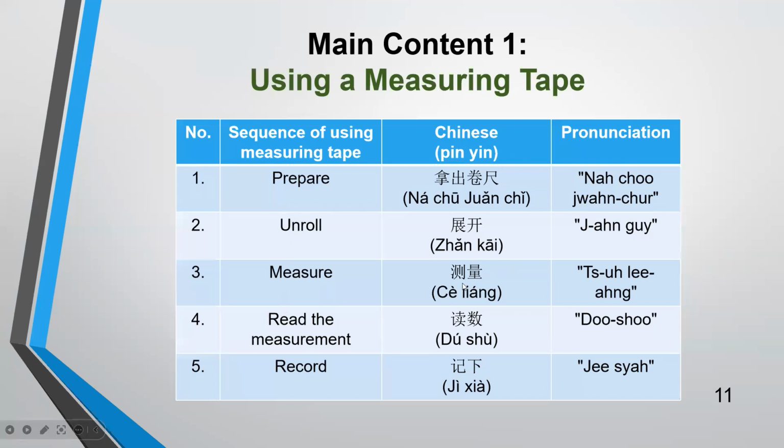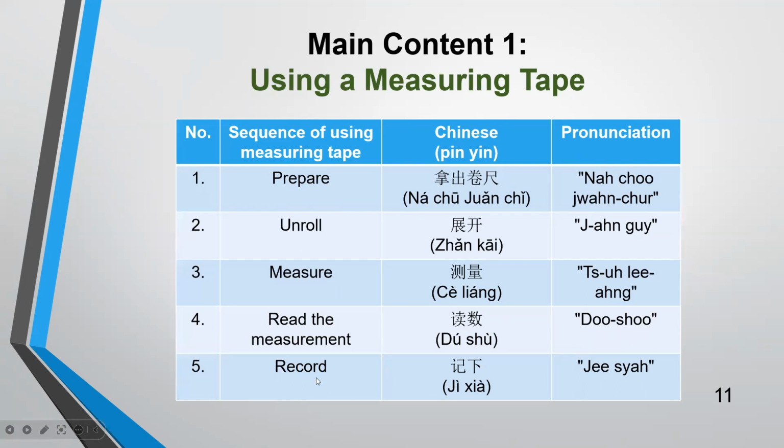Measure is called 测量. Correct. 测量 is 测 plus 量. Again, we have to read the measurement. We have to 读数. Scooby-Doo plus the shooting without T. 读数. Okay, this is repeating, yeah?